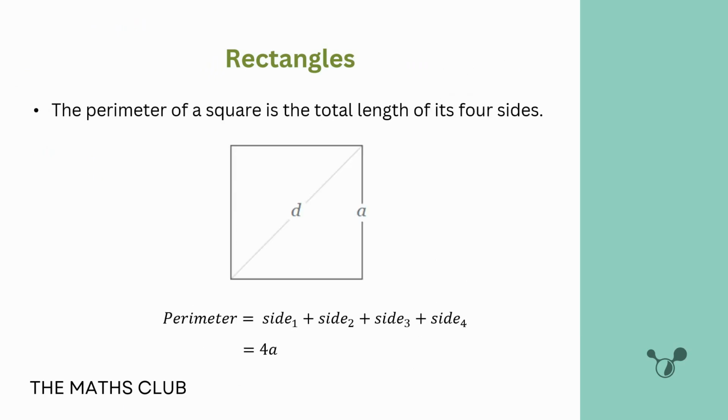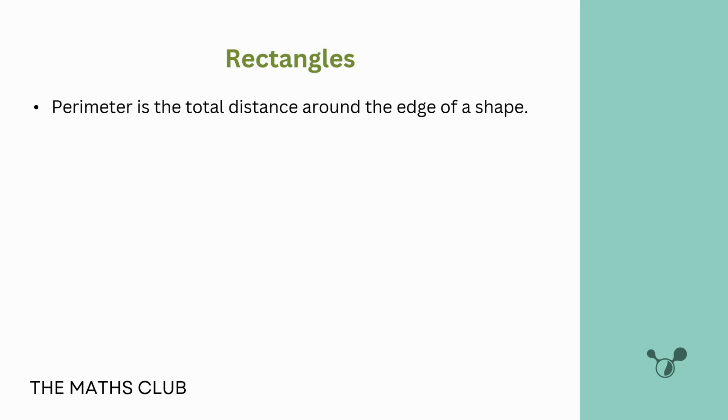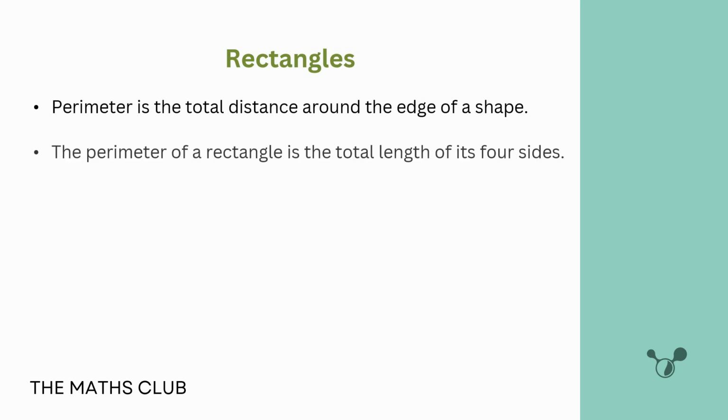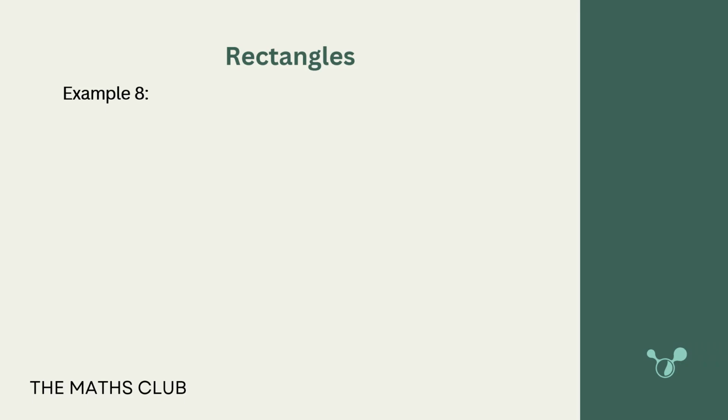Great. The perimeter of a square is the total length of its four sides. So the length of side 1 plus side 2, side 3, side 4 will give you the perimeter. Perimeter is the total distance around the edge of a shape. So the perimeter of a rectangle is the total length of its four sides, that will be length plus length and width plus width. So you can start with 2 open brackets, length plus width, because you can factor out 2 from the length and from the width.